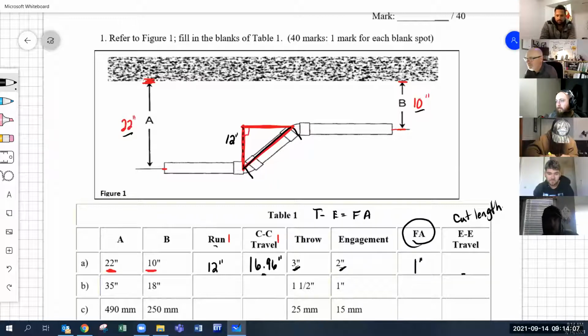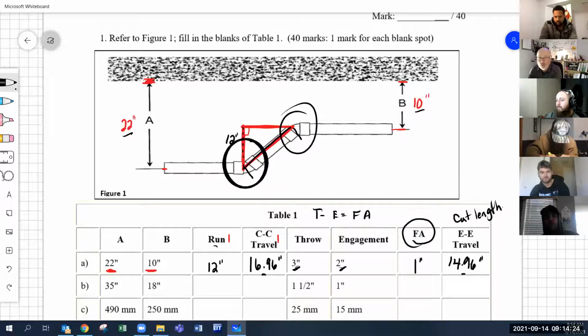15? No. How many fittings do I have? 2. Okay. So I go 16 minus 0.96 minus 2. 14.96 is my cut length. I minus off 2 fittings because I have 2 fittings here. That gives me my end-to-end cut length of my piece of pipe of 14.96.